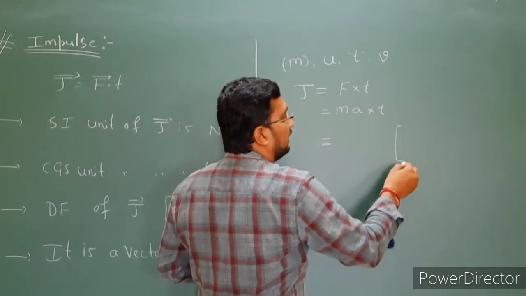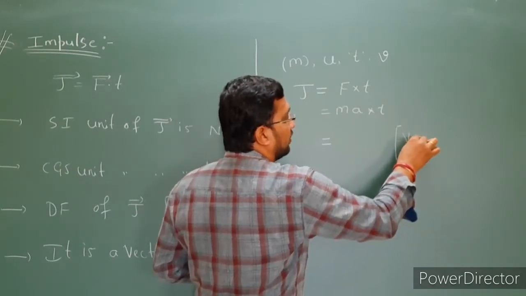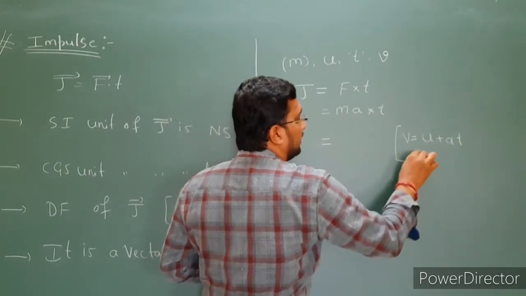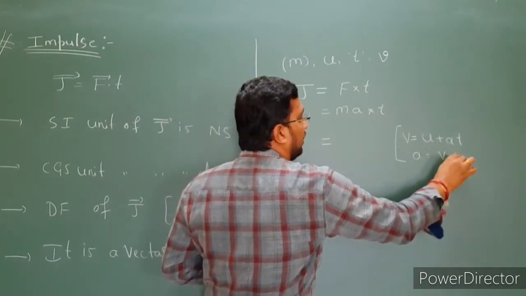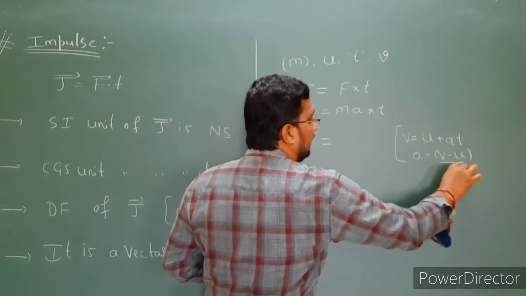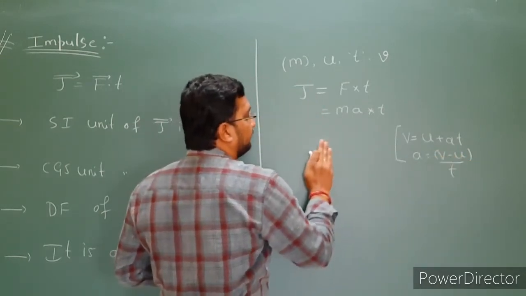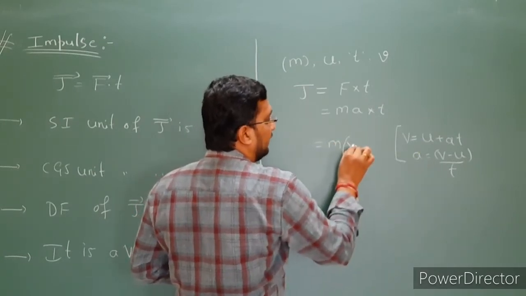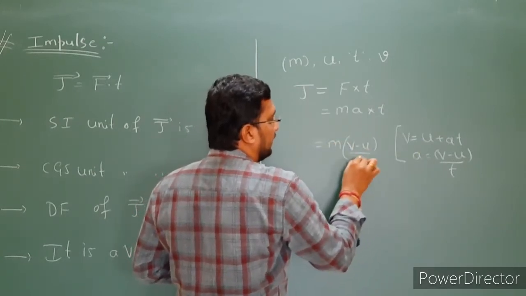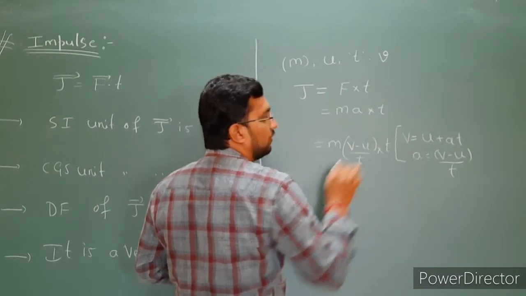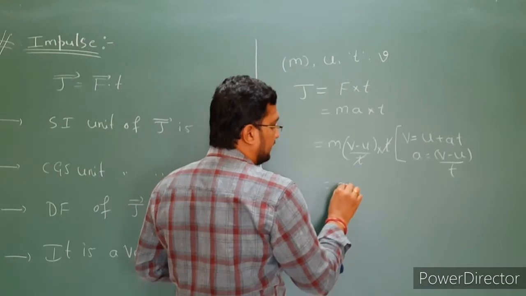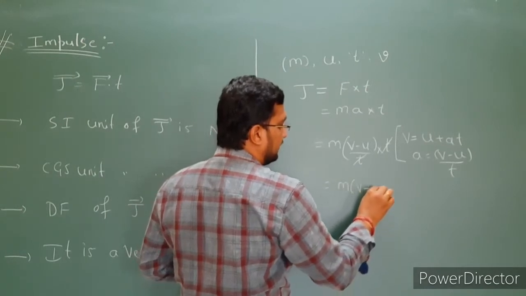So already we know the equation of motion, v is equal to u plus at. From this relation, a is equal to (v minus u) divided by t. Substitute here the value of a: m into (v minus u) divided by t, into the time interval t. In this case, t gets cancelled, and the remaining is m(v minus u).